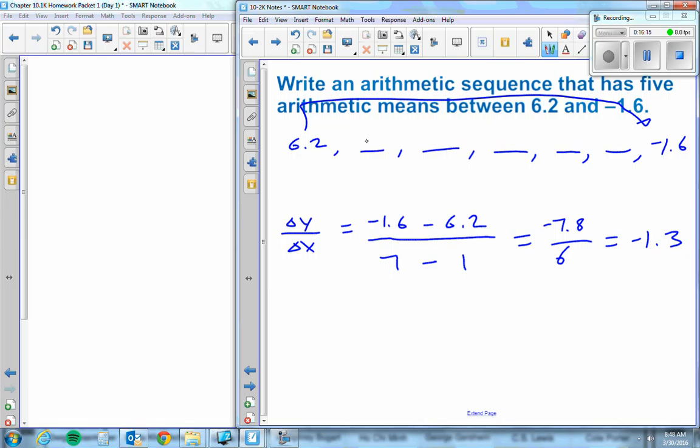So what's the second term? Take away 1, you have 5.2. Take away 0.3, you have 4.9. Minus another 1.3 is, I don't know, 3.6. Minus 1.3 is that. Minus 1.3 is that. Minus 1.3 is what? Negative 0.3. And then minus 1.3 is that, which means we were right.